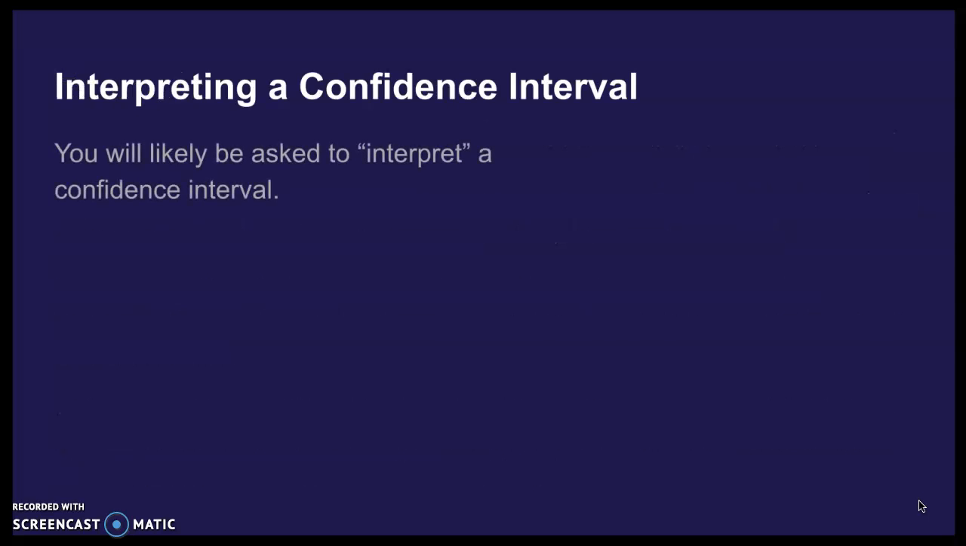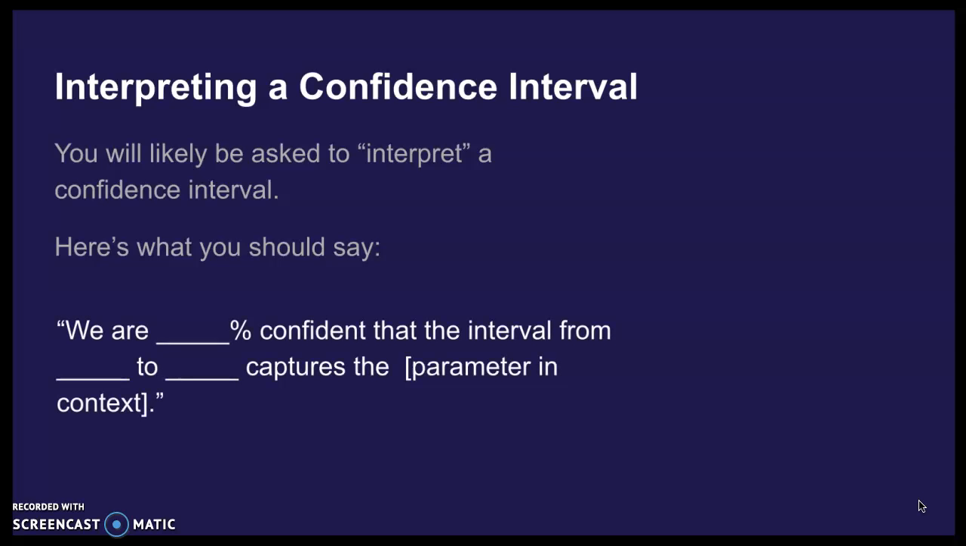You will likely be asked to interpret a confidence interval. Here's what you should say. We are blank percent confident, usually 95%, that the interval from blank to blank, whatever you calculated, captures the, and then your parameter in context.